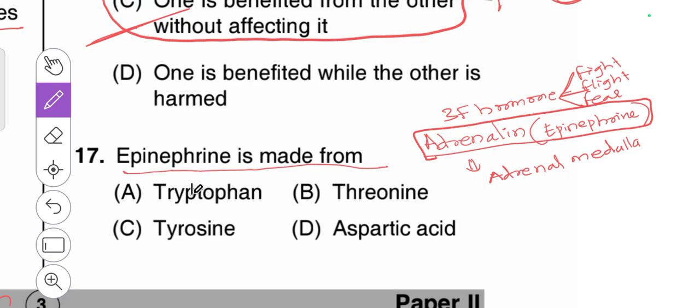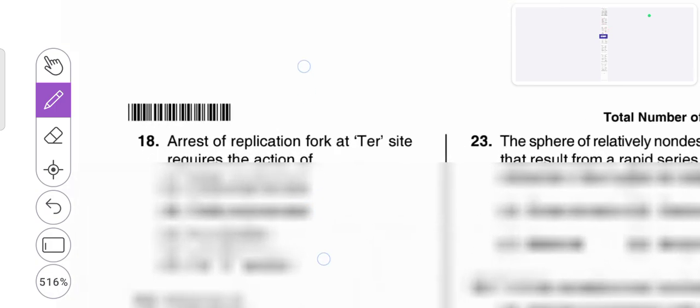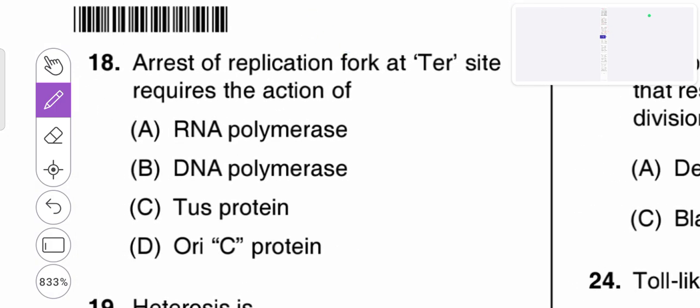These are called 3F hormones, produced through adrenaline or noradrenaline, epinephrine or norepinephrine. And these epinephrine hormones are mainly formed from the amino acid tyrosine. This tyrosine is an aromatic amino acid. From this aromatic amino acid, this particular epinephrine is formed. So 17C is the right answer. Next question, 18th one.